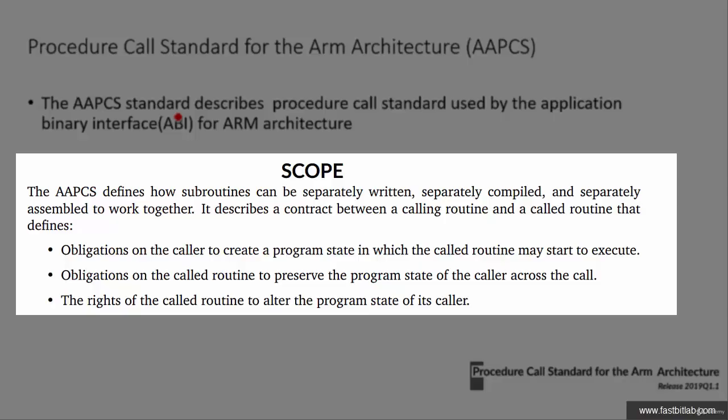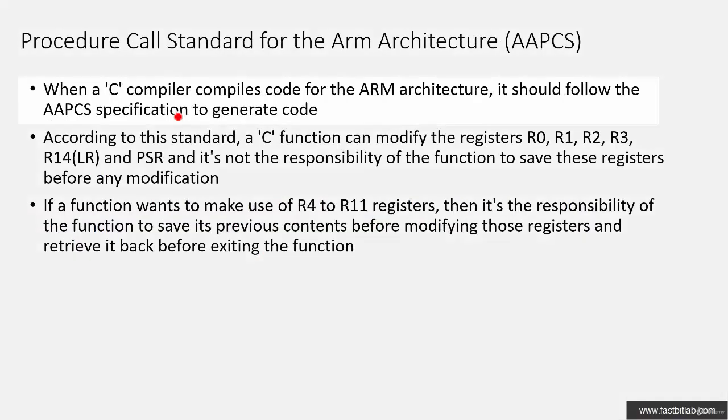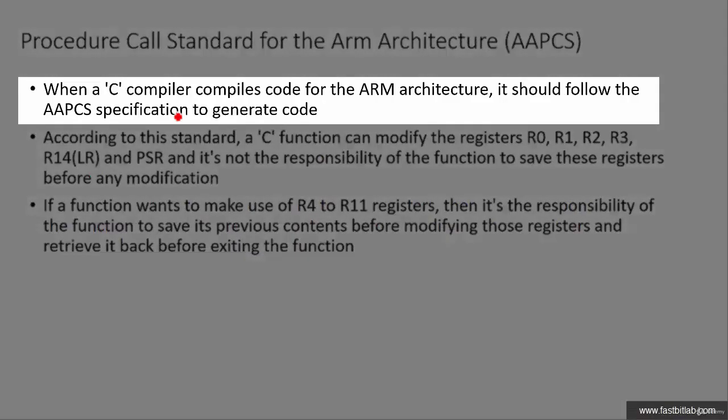This standard acts as a rule or specification when multiple people are developing multiple assembly routines and all those assembly routines finally go into one single project. Then all must adhere to one specification. When a C compiler compiles code for the ARM architecture, it should follow the AAPCS specification to generate code which involves caller and callee.